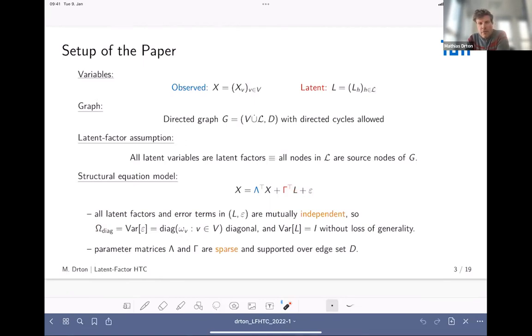And since the scale of the latent variables cannot be identified, without loss of generality I'm just going to scale them to have variance one. So the covariance matrix of the vector of latent variables L is going to be the identity. And then a model is really obtained from the graph by making an assumption of sparsity in the matrices lambda and gamma. So they're supported over the edge set, which means they can only have non-zero entries in places where there's an edge.